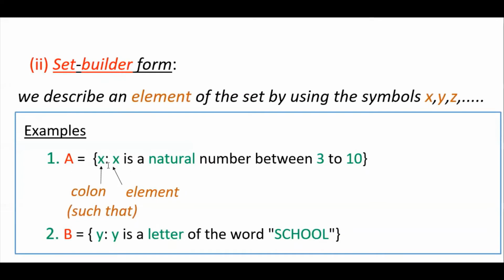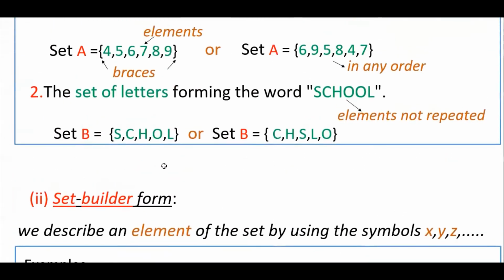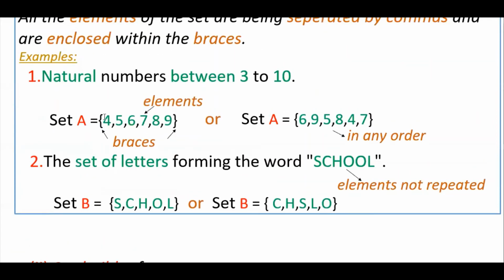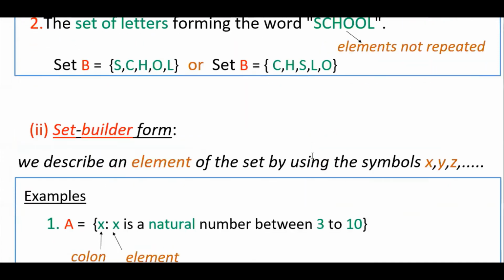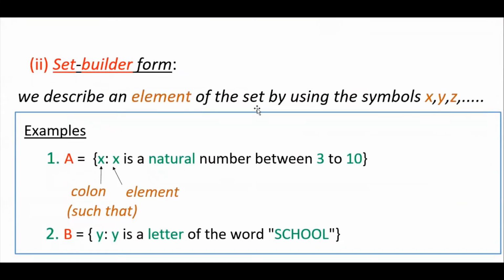Here, this colon means such that. So x such that x is a natural number between 3 to 10. Another example, B is equal to {y such that y is a letter of the word SCHOOL}. So here y is the representation of the letter, that means elements from this word school. The same thing, in roster form, you can represent like this. In set builder form, you have to represent like this.